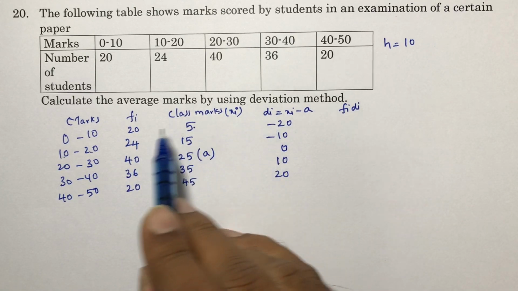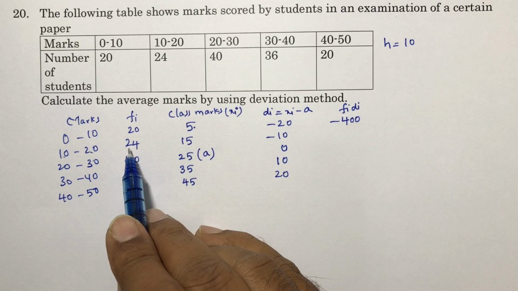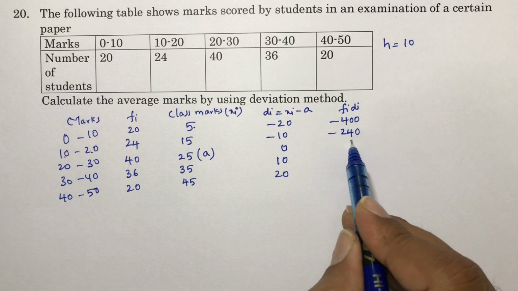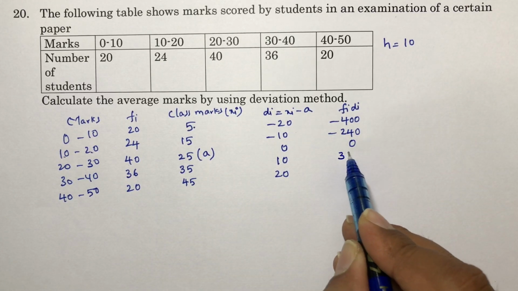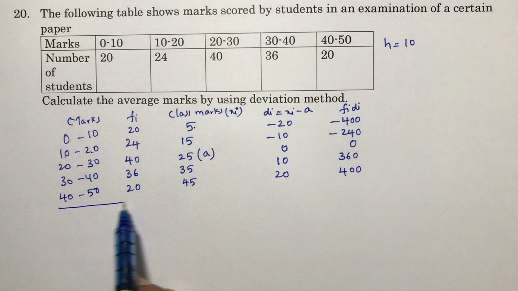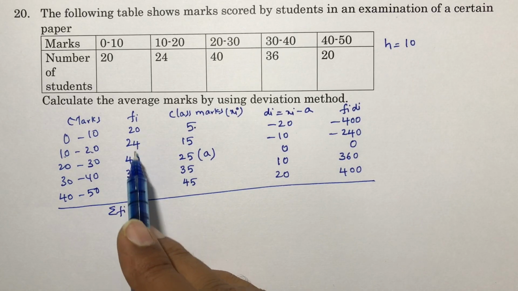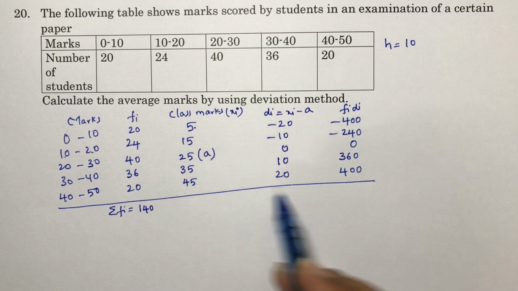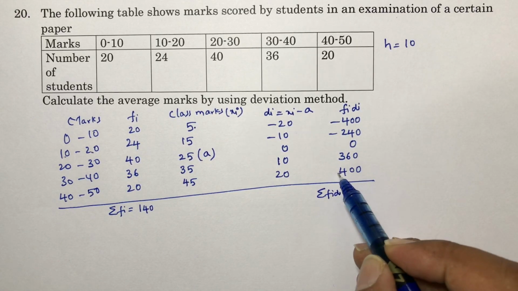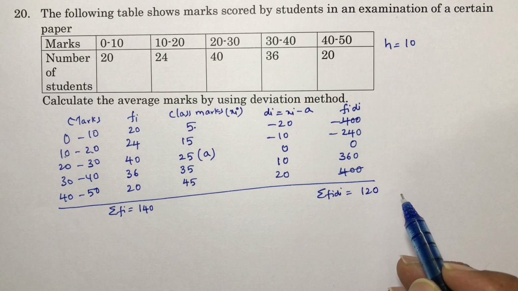Now multiply fi and di. 20 into minus 20, minus 400. 24 into minus 10, minus 240. 40 into 0, 0. 36 into 10, 360. 20 into 20, 400. Now sigma fi, that is total frequency. If you add all the values, you will get 140. Sigma fi di, if you add all these values, 400 minus 400 cancel. 360 minus 240, that is 120.